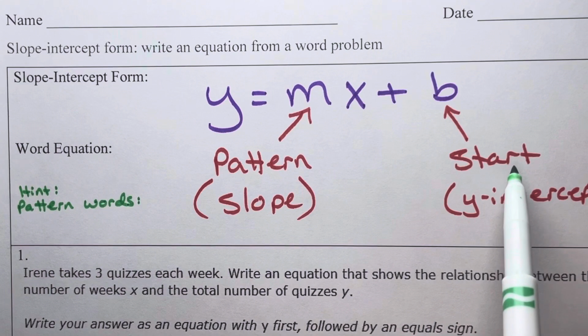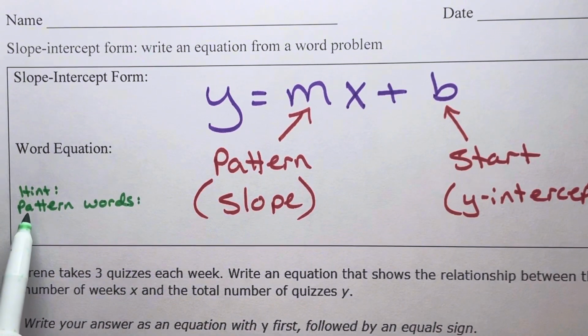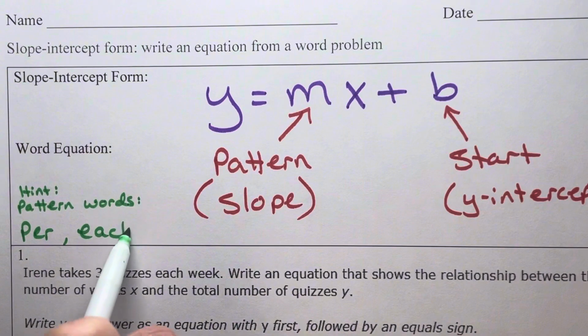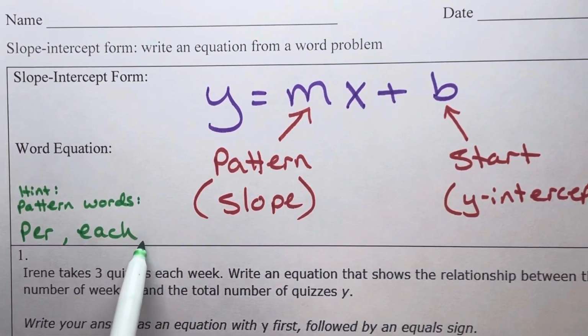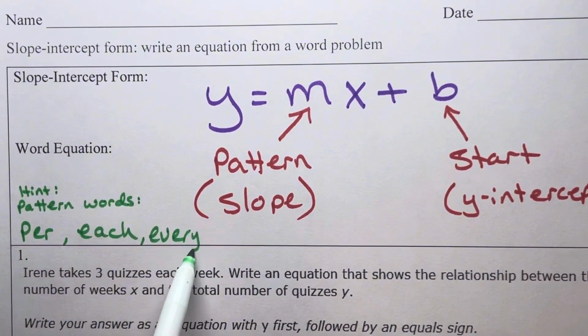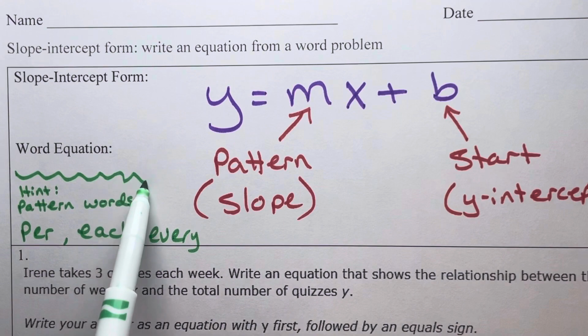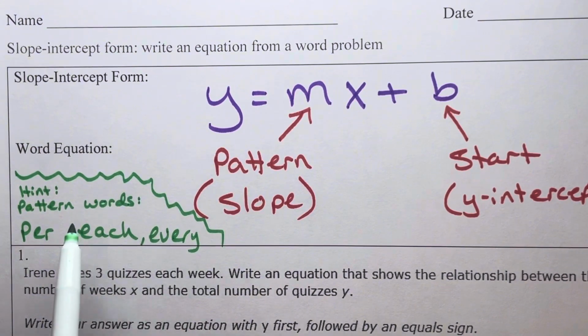Okay, so words that tell us that this is probably the pattern number are words like per, or each, or every. So those are just a couple of those words, but you're looking for something that's going to happen again and again and again in order to tell you this is the pattern that we're looking for.